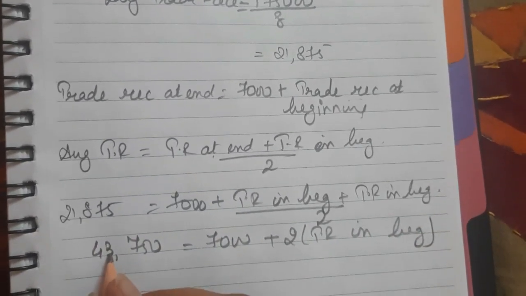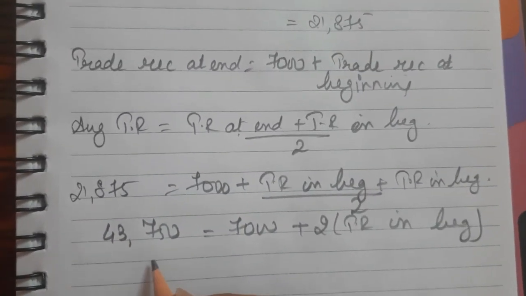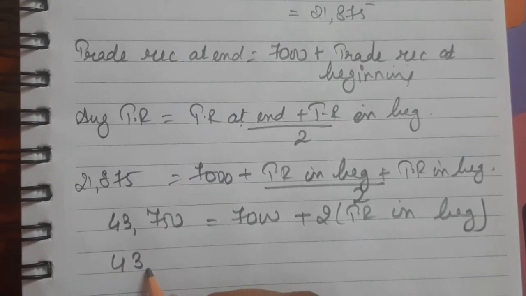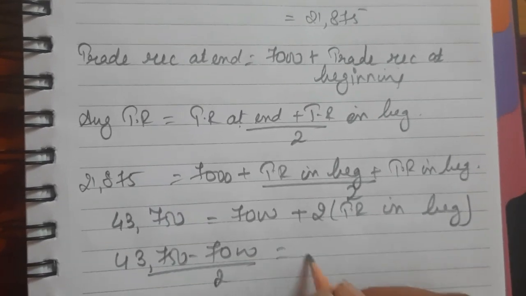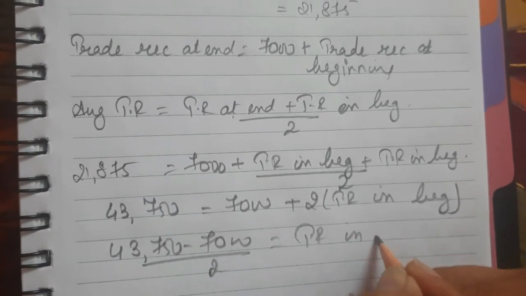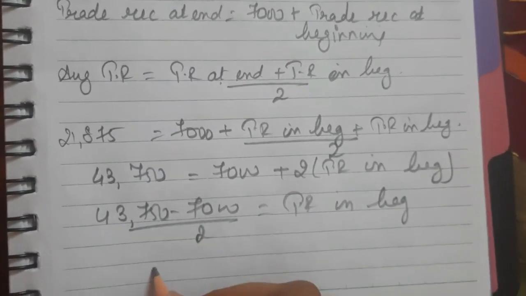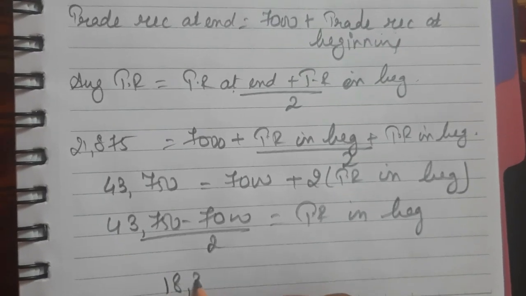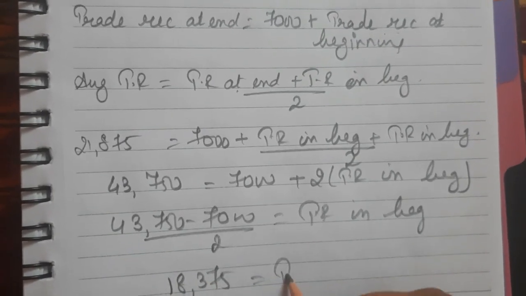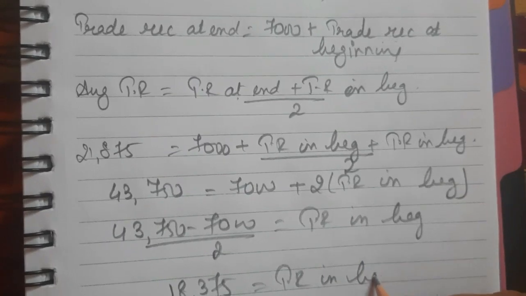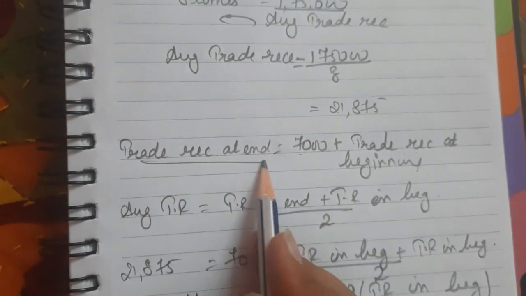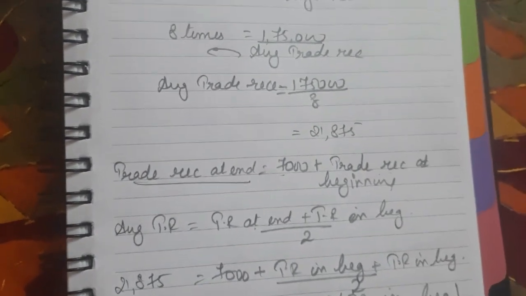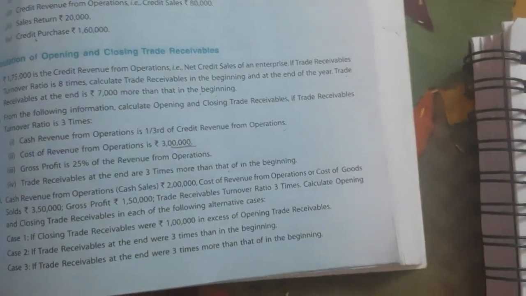Here this 7,000 will be deducted and 2 will be divided. Okay, that is 43,750 less 7,000 divided by 2 is equal to trade receivables in the beginning. So you'll get your answer as 18,375 is equal to trade receivables in beginning. Now you have your trade receivable in the beginning, you can add 7,000 and you'll get your trade receivable at the ending. This is very simple, what we have already done in inventory turnover ratio.